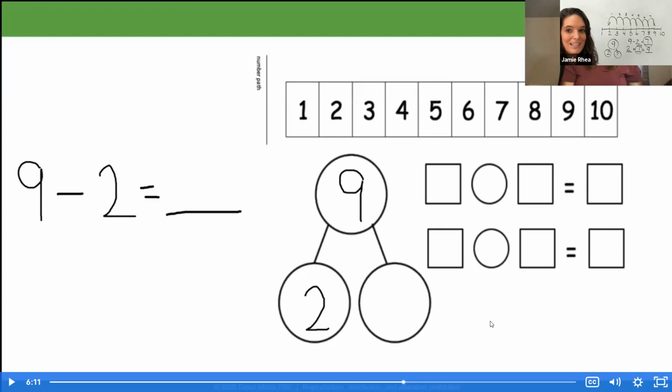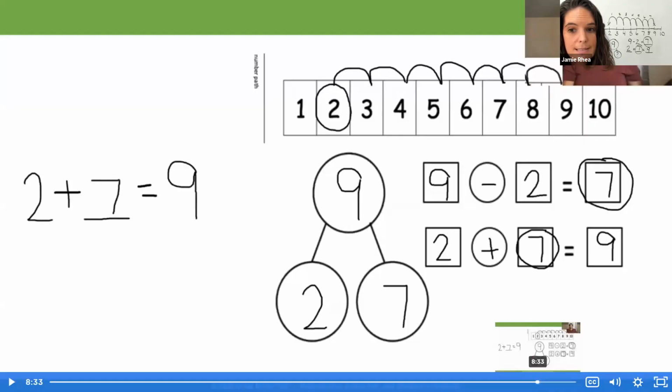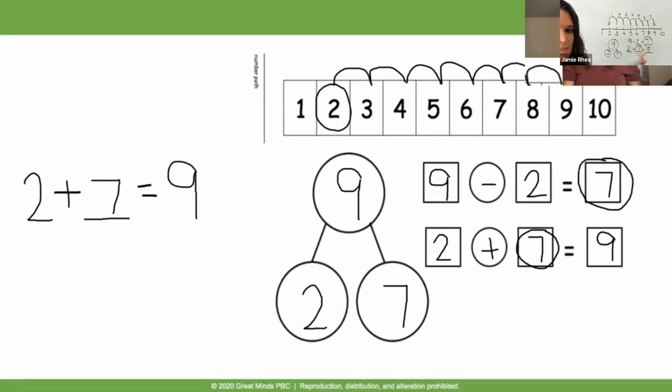So let's see if Miss Singleton got the same thing we got. So I'm going to fast forward our video just a little bit. Oop, too far. And let's see. Do you see what I see? Her 9 minus 2 equals 7. Her 2 plus 7 equals 9. Her number bond had the mystery number as 7. Nice job, guys.